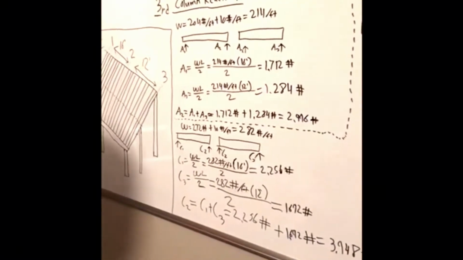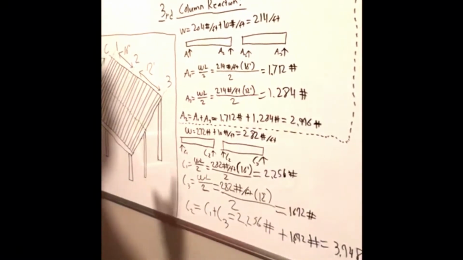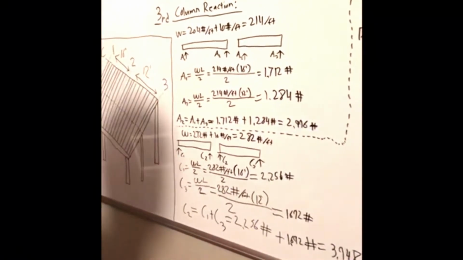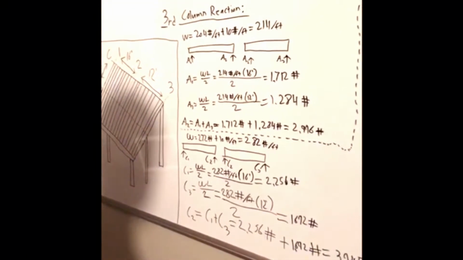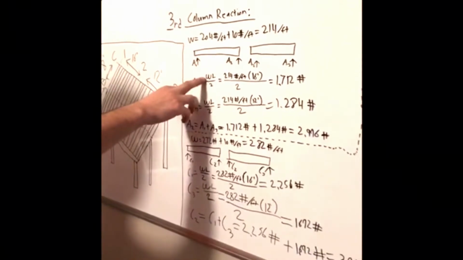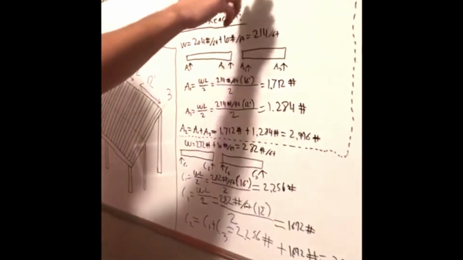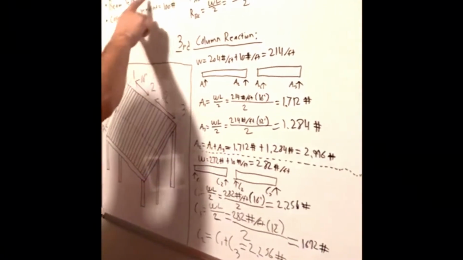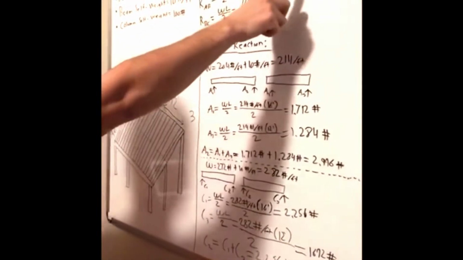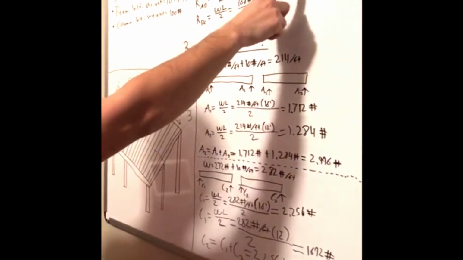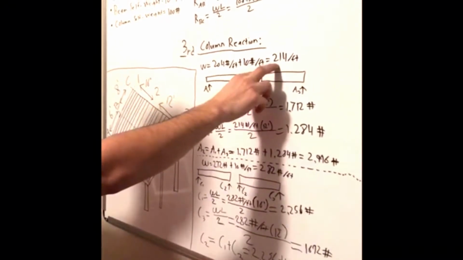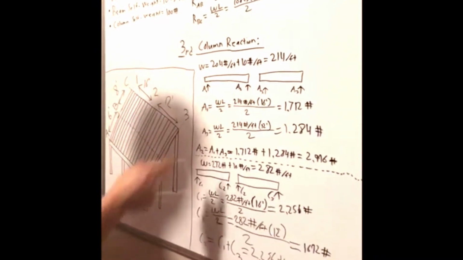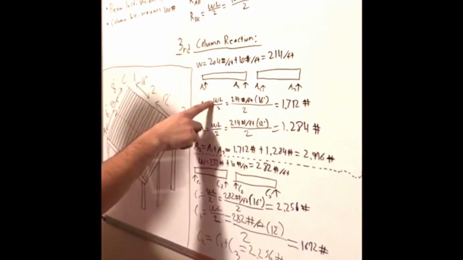Alright, finally we're down to the third step of this problem, which is going to be finding the reactions for the columns themselves. And once again, that's the same formula as the beam reaction. The only difference is, before we can insert the total load here, we have to add the beam self-weight, which was 10 pounds per foot, to the reaction weight, which was 204 pounds. So once we do that, it's going to equate to 214 pounds per foot. And once we have that, we're good to insert that right into the formula.